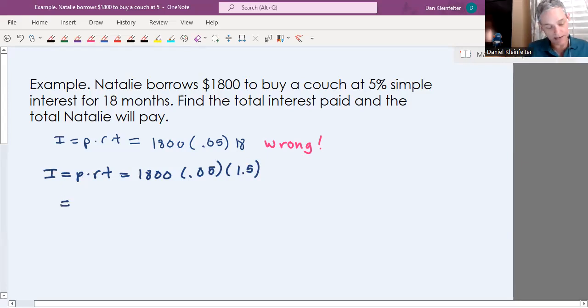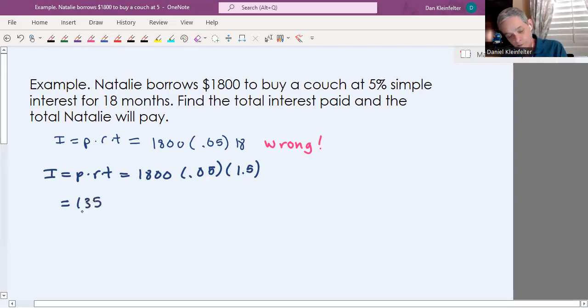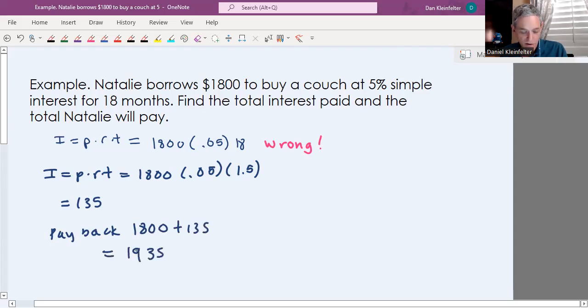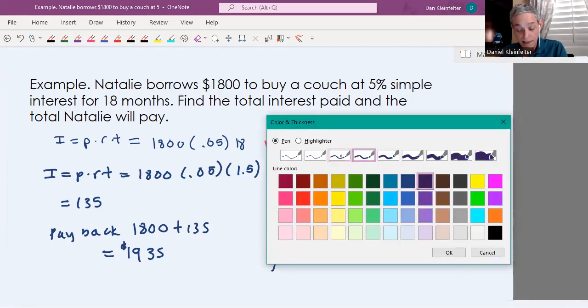We'll talk more about that in a minute. Okay, so that's $135 in interest. So she's going to pay back $1,800 plus the $135. Okay, so that's $1,935 altogether that she will pay back. Okay, so to elaborate a little bit on the issue with the time units, using a whole nother subject altogether, but that will make it clear.